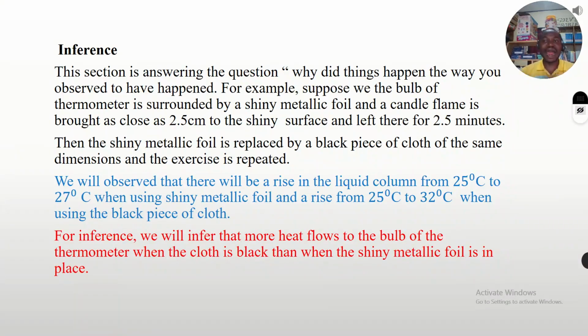So there was a rise from 25 to 32 using the black cloth because there was more heat flow. There was more heat transfer. More heat was transferred from whatever source to the bulb of the thermometer than when using the shiny metallic foil. So that's what we talk about as inference. Now you're explaining why there was a rise in temperature.